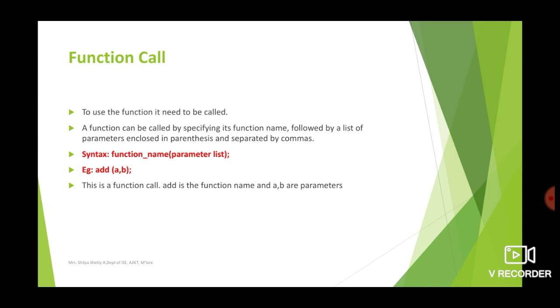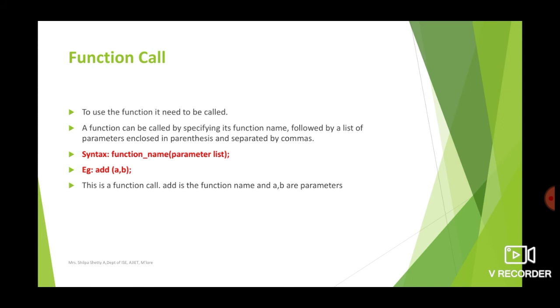The next part of the function is the function call. To use the function, it has to be called. A function can be called by specifying its name followed by a list of parameters enclosed in parentheses and separated by commas. So in order to call the function, we write the name of the function followed by the set of parameters to be passed to the function inside parentheses. The syntax is function name, parameter list. For example, add(a, b).